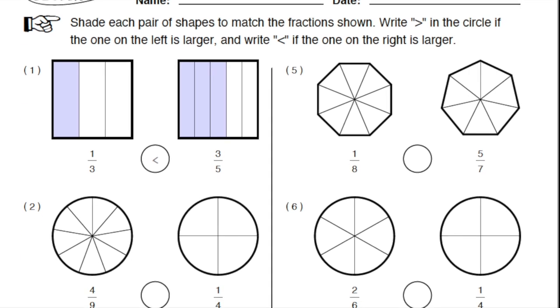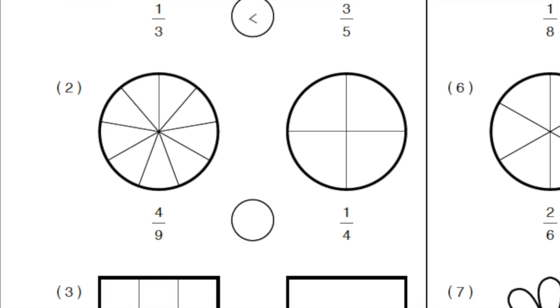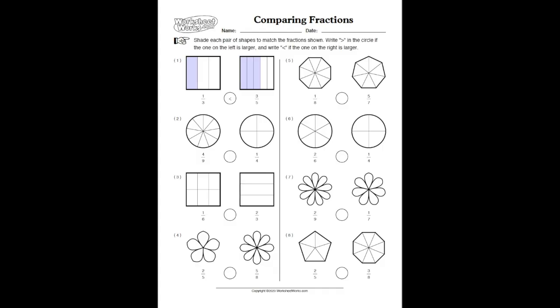Number 2 says 4/9 and then 1/4. So on 4/9, you have to visualize how much would that be. And then look over to 1/4 and visualize how many you would be shading in. In your head, compare those two and then draw the inequality sign. Under number 2, 3, 4, 5, 6, 7, and 8, you can either draw less than or greater than or an equal sign. Once you do all that, be sure to click Turn In and be sure to mark as done in Google Classroom.